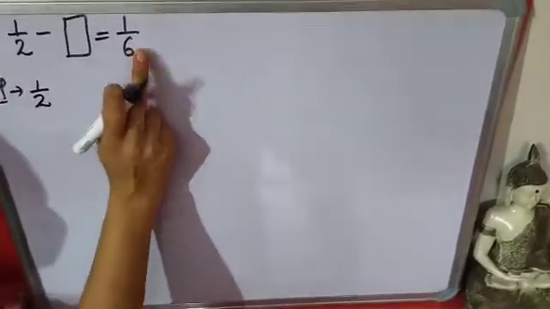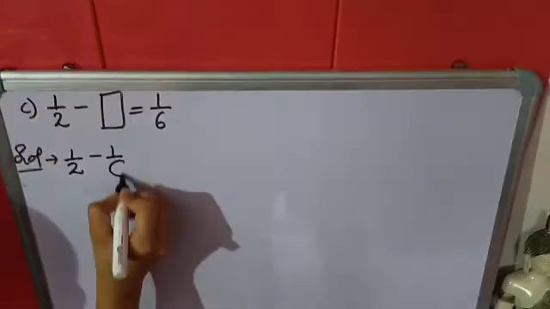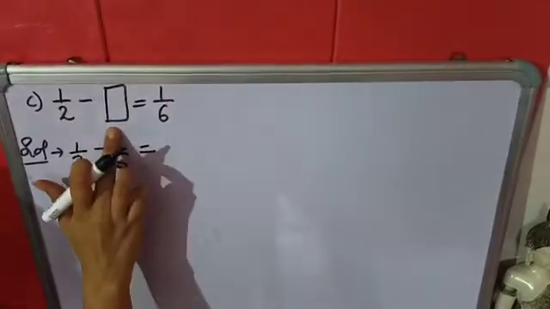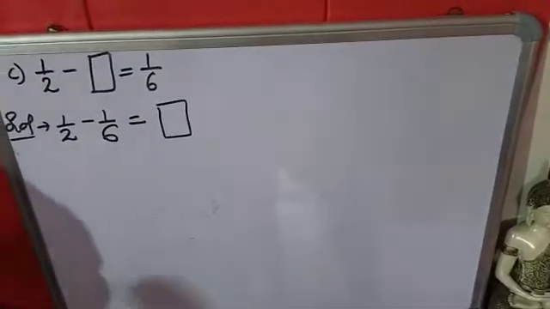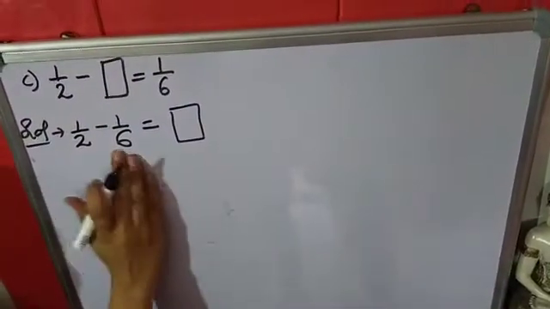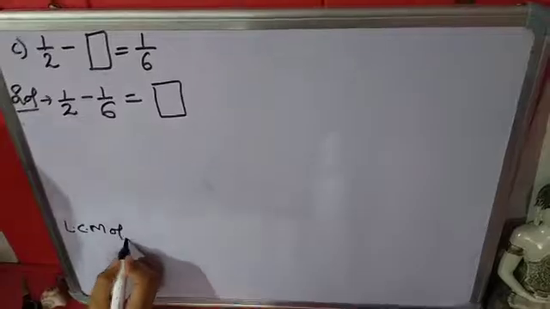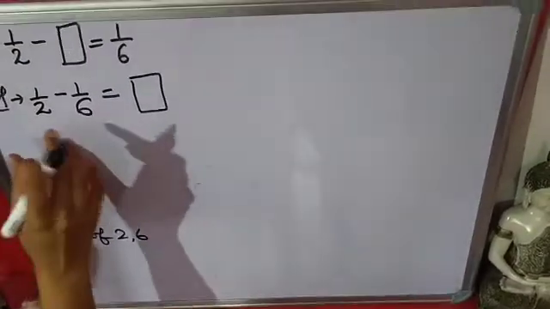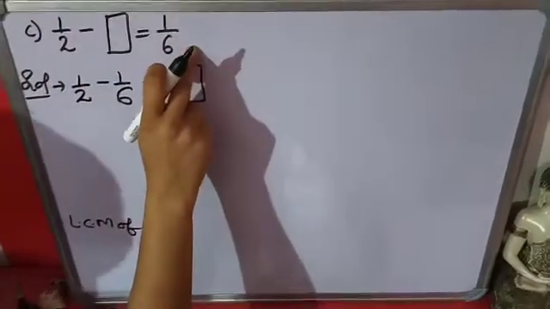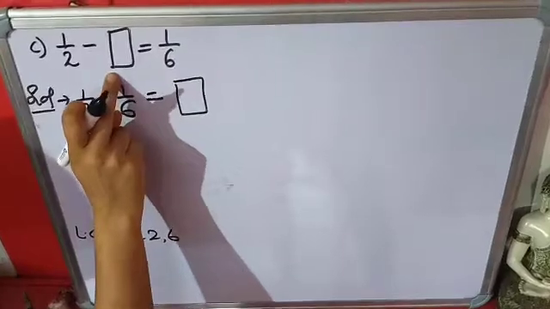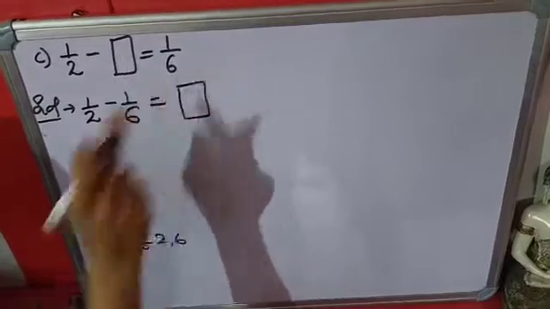What is the sign of 1 upon 6 here? Plus. So when 1 upon 6 comes here, it will be minus. Equal. And what is the sign of this box? Minus. When this box goes to that side, it will be plus. Okay. Now again, you have to subtract this. So we will take LCM of 2 and 6. And when we shift the box, we shift it to that side when the sign of the box is minus.